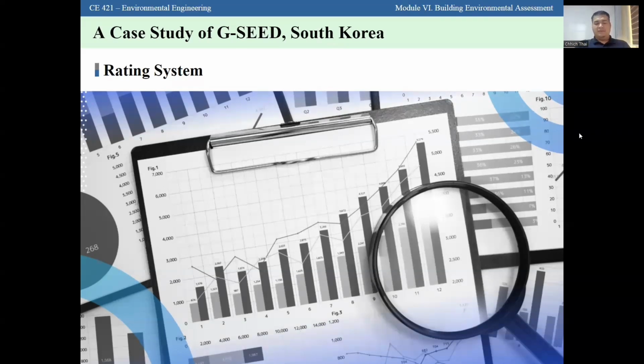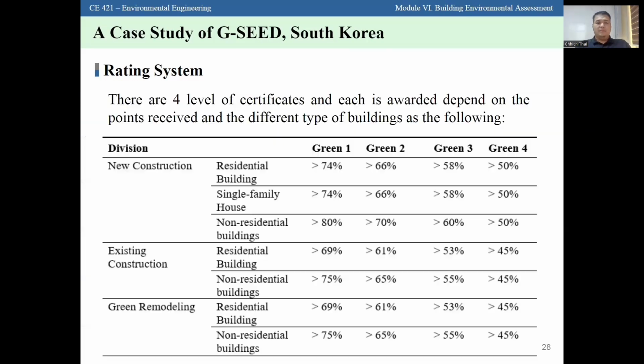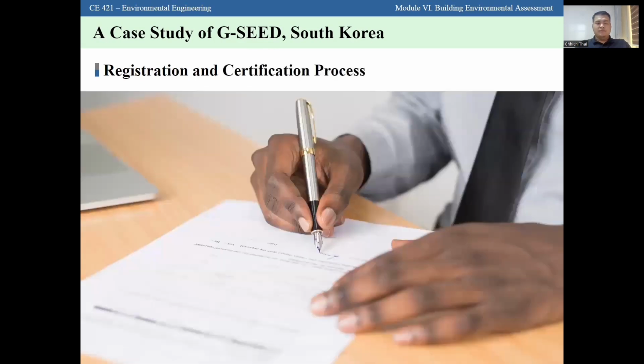Thank you, David. I'm going to continue on the rating system of GSEED. There are 4 different levels of certification for GSEED, ranked from the highest to lowest: G1, which is the highest, G2, G3, and G4, which is the lowest one. The scoring system varies for different types of buildings, such as new construction, existing construction, as well as remodeling. You can look at the table below right here.